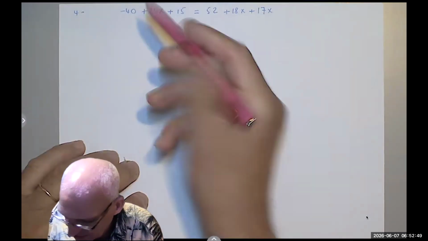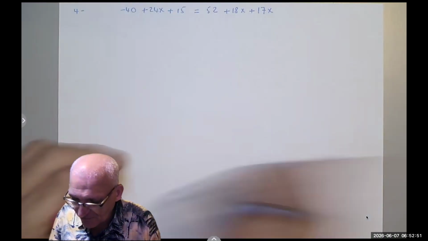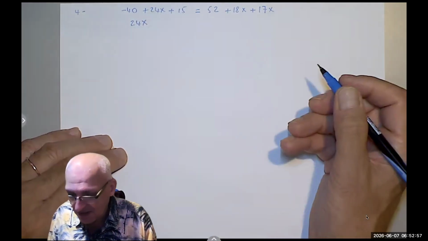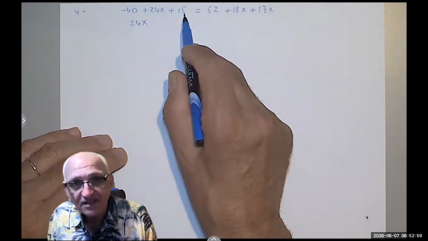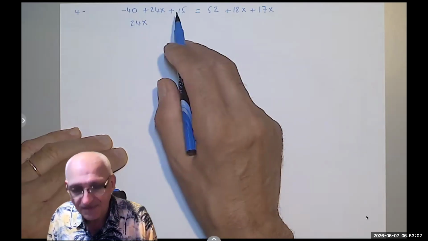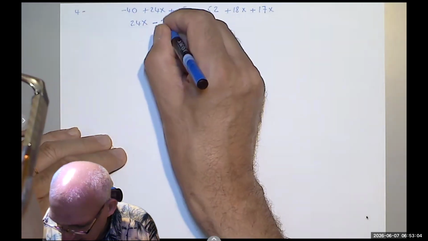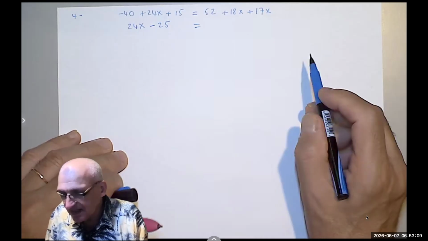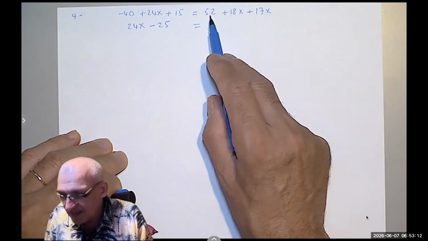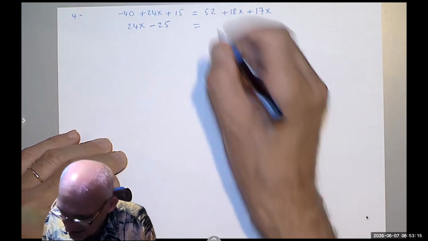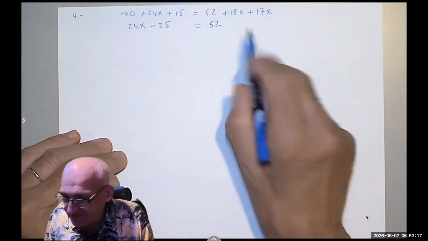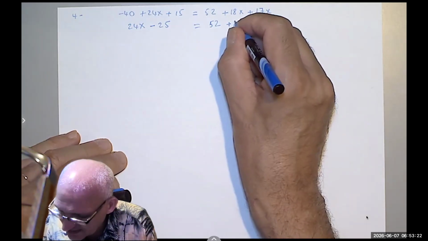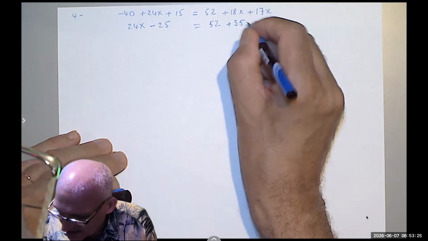So let's combine them. The 24x remains the same because there is nothing else to combine with. But negative 40 plus 15 is negative 25. You can use your calculator if you wish, but you will get negative 25. On the right-hand side, however, I see 1 constant and 2 variables. So the constant stays the same, but the variables I'm going to add up. So 18 plus 17 is 35. So 18x plus 17x is 35x.